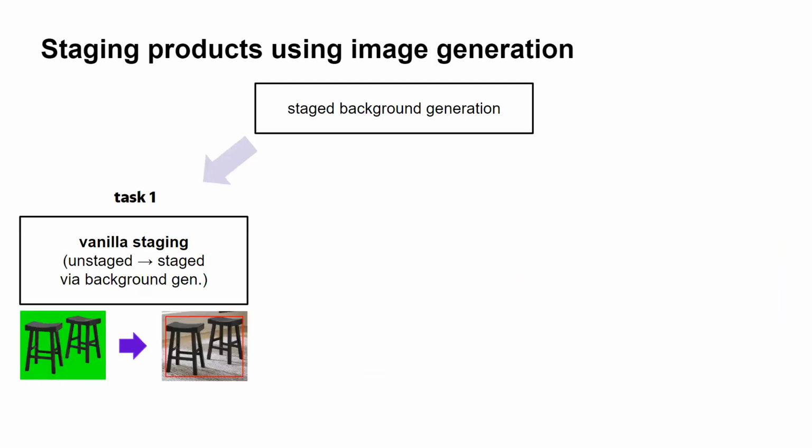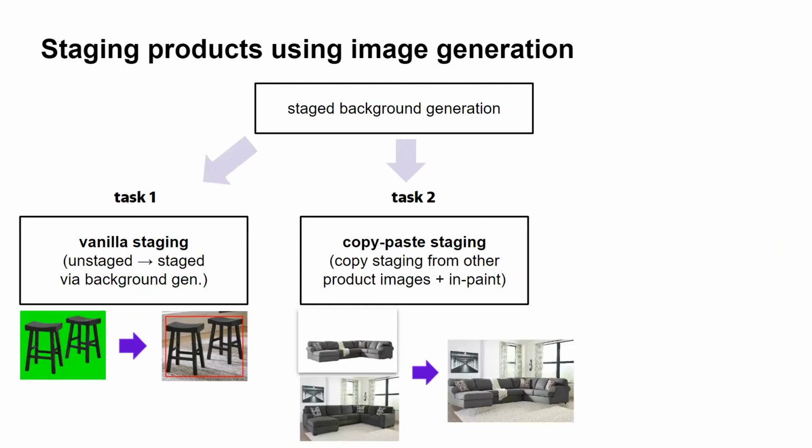With this motivation in mind, we studied multiple tasks in our paper on staged background generation. The first task that we studied is something we call vanilla staging, where you have a product, there's no background, and the generative model has to generate the entire background around the product. We studied a simpler variation of task one as well, which we call copy paste staging, where there is an input product without any staging, but there are other images with similar products which are staged. And the idea there is to figure out a way to have a staged background for the input product which does not have a stage.